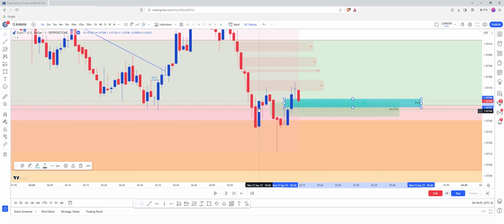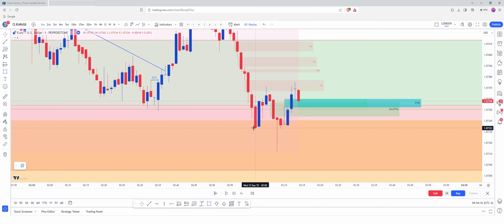We also have this breaker block. So this is the last bullish candle. Created a high, created a low. This should have acted as an order block to repel price lower. However, we've traded through that, so I would class that as a breaker. So we've got a lot of things stacking up here.